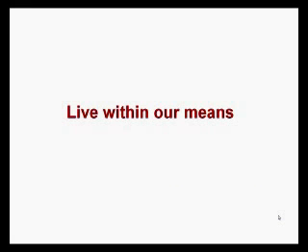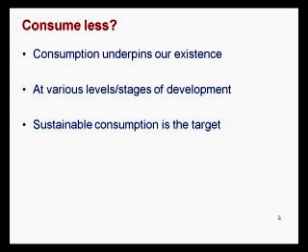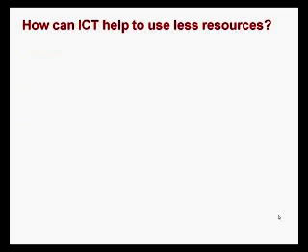So the action we must take is to live within our means. That's what this is all about. But how do we do that? It's all about consumption at the end of the day. Consumption underpins our existence. It's at various levels and stages of development around the world, but sustainable consumption in whatever context is the target. So to business, how can ICT help us use fewer resources?